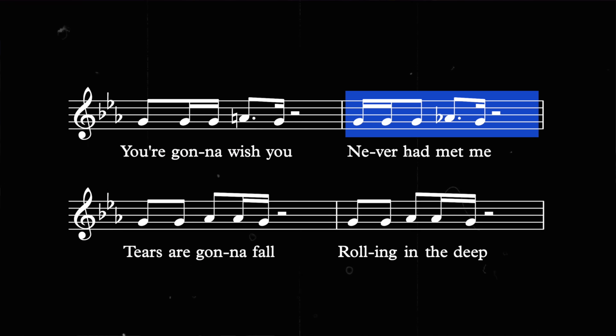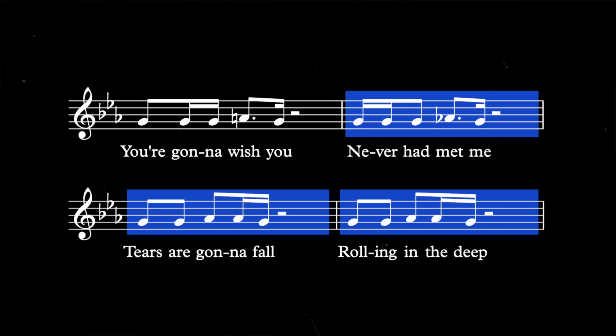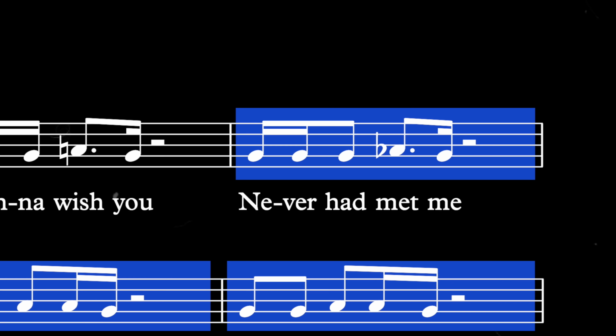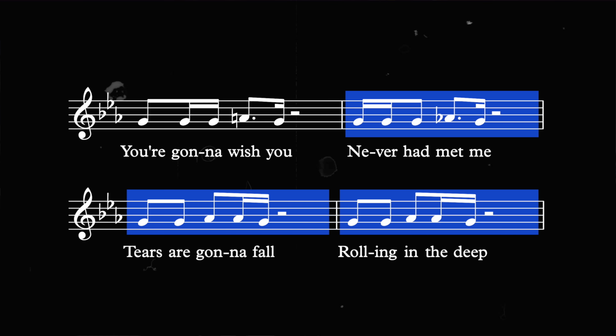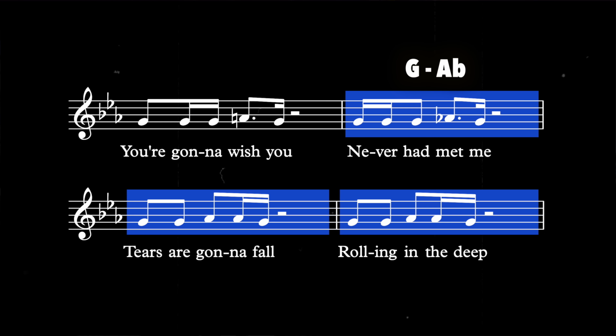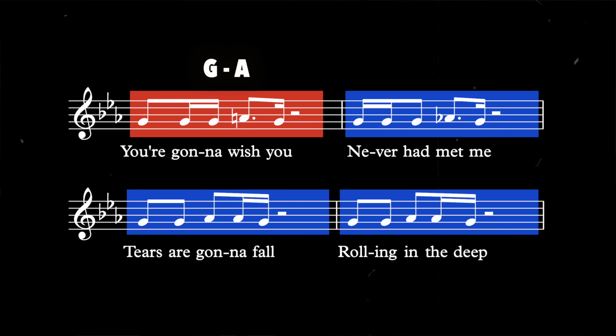This is kind of what we get the second, third, and fourth lines of the chorus. We get G, A flat, G in the background vocals. But the first time that we hear it, at the very beginning of the chorus, it's not G, A flat, G, it's G, A, G.